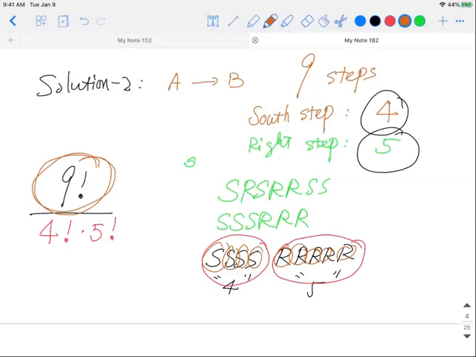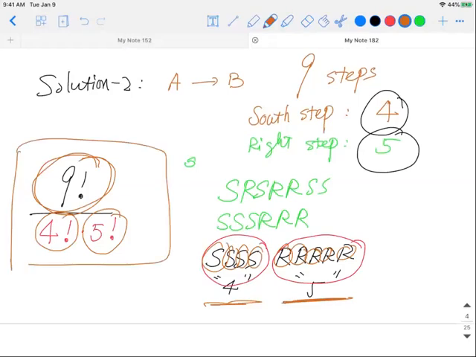However, it does not have to be, because all the S's are actually identical. All the R's are actually identical. So the 4 factorial arrangements of S's are exactly the same, duplicates. And the 5 factorial arrangements of R's, their permutations are actually duplicates. So 9 factorial over 4 factorial times 5 factorial. That will give you 126. That is actually the shortest way to solve this problem.